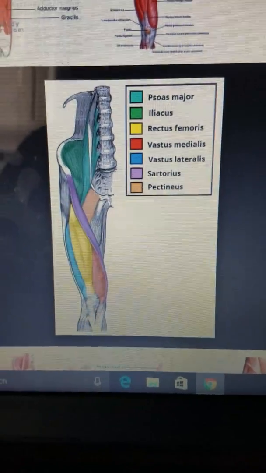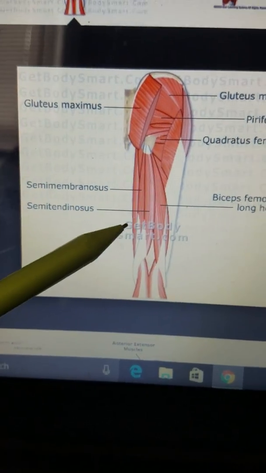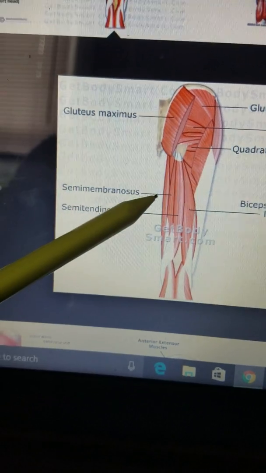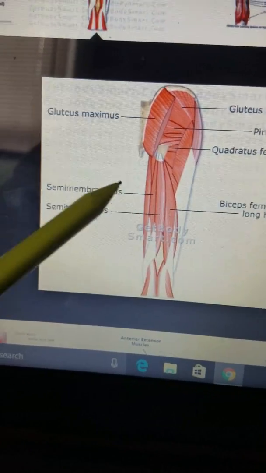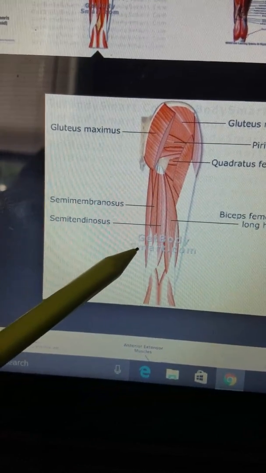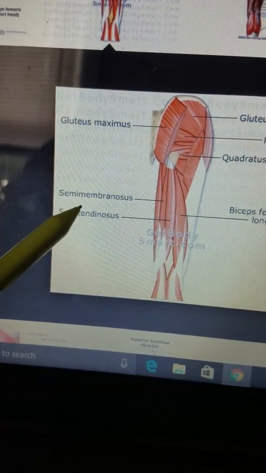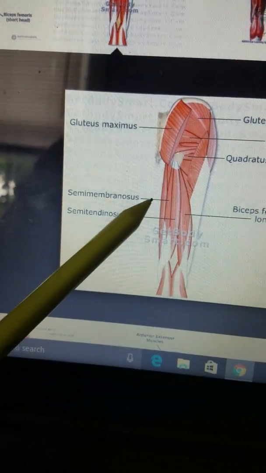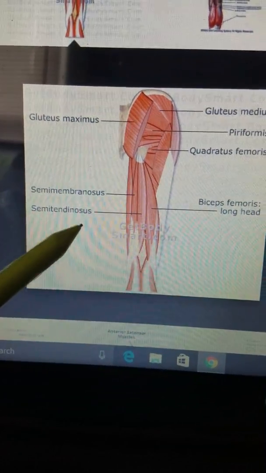On the posterior side of the thigh, you have three main muscles called the hamstrings. You have the biceps femoris, and then you have the semimembranosus, and on top of the semimembranosus, you have the semitendinosus. Because these two can be quite confusing, the easiest way to remember it is that the M in membranosus comes before the T in tendinosus in the alphabet. So membranosus is going to be below tendinosus because M comes before T. That's how I memorize them.